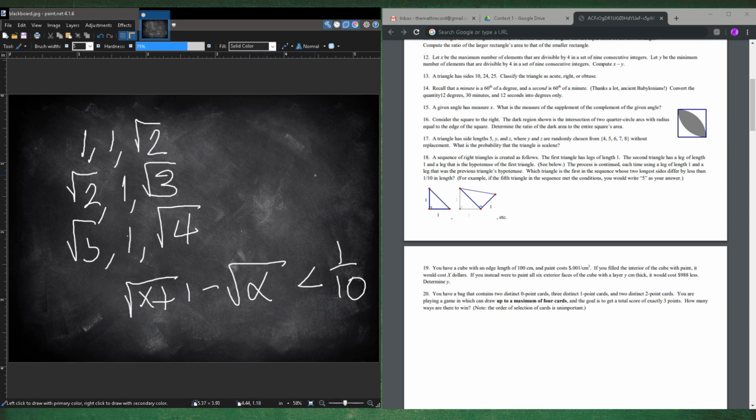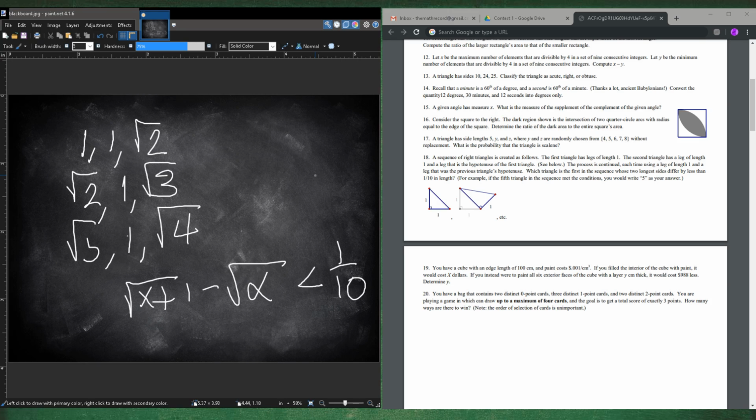So what you want to do is just use your calculator and start spamming it. So you put square root 6 minus square root 5. Nope, it's not going to work. Square root 10 minus square root 9. Nope. And square root 20 minus square root 19. Nope. Square root 25 minus square root 24. Square root 30 minus square root 29. Okay, so square root 30 works, so let's start going down.